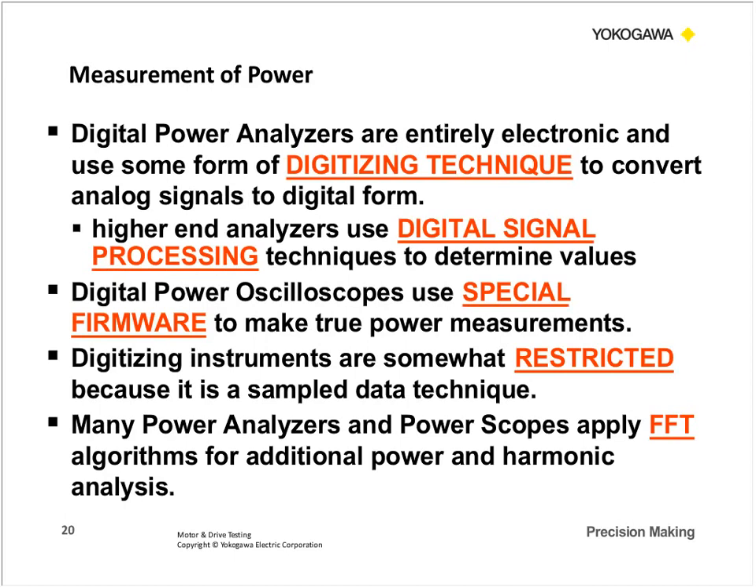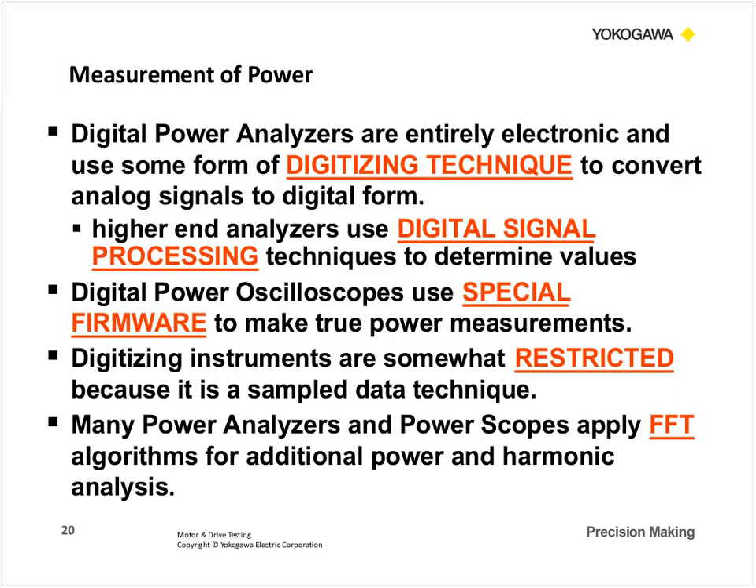So how do we measure power? In the power analyzers that we're using, they're using a digitizing technique to convert the analog signals to digital form. So we're digitizing each of the inputs, the voltage and the current. And then we use digital signal processing techniques to determine these actual values of RMS voltage, current, real power. And so through that, in our DSPs is where we get the data from the digitized value.